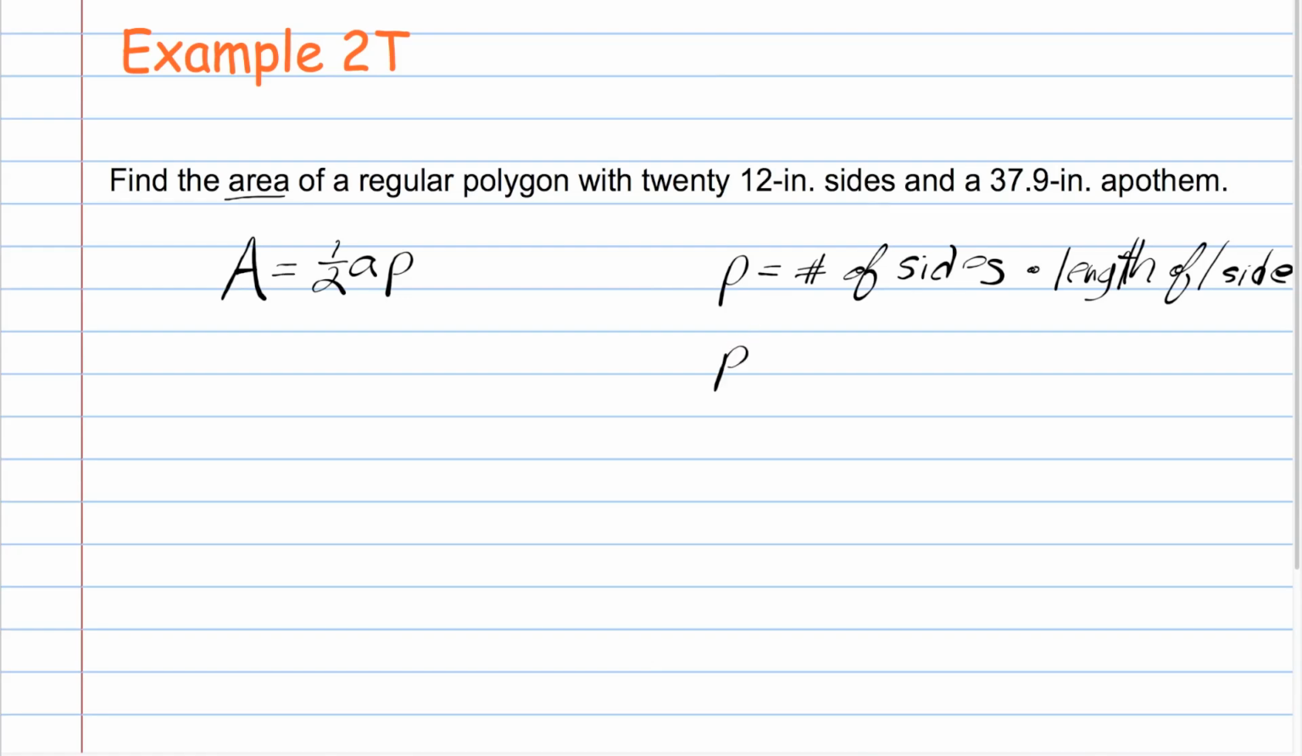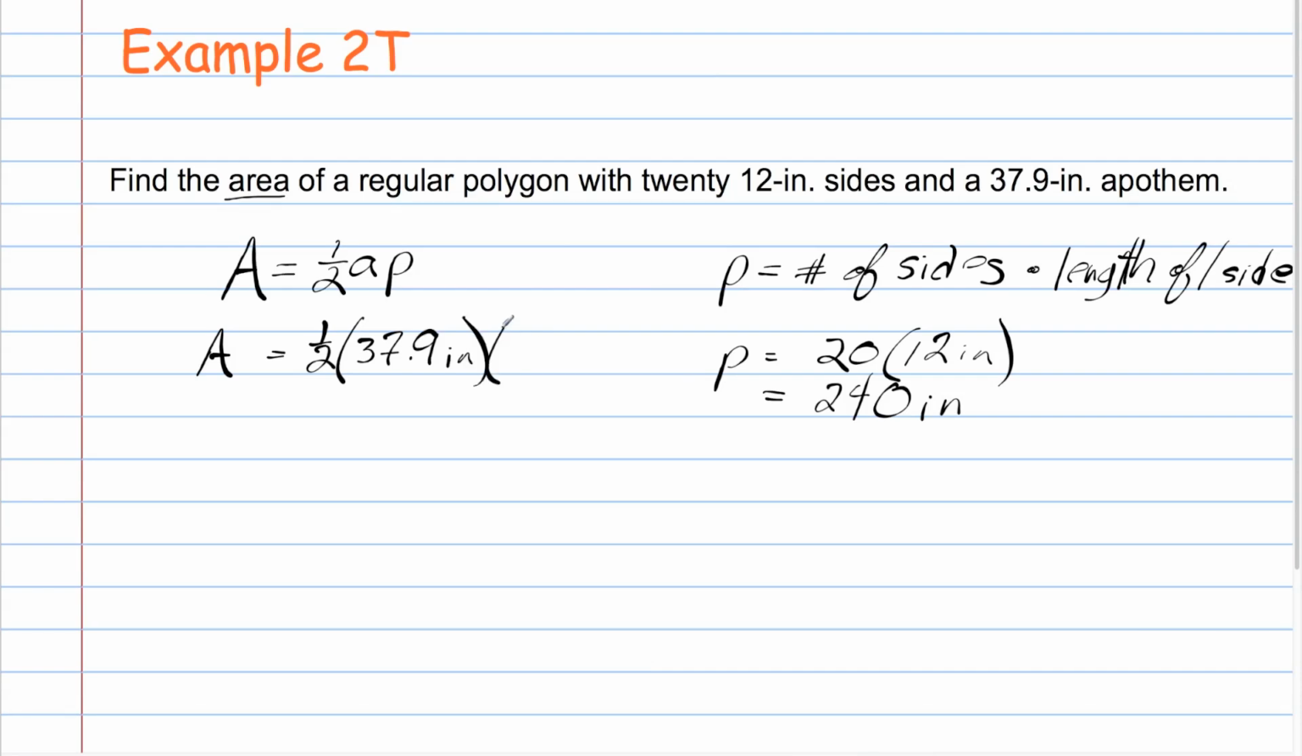So the perimeter in this case is going to be equal to 20 times 12 inches. We're given that information. It's written out: 20 12-inch sides. Well, that perimeter then is going to be 240 inches. 20 times 12 is 240. So we substitute into the area formula: 1/2 times the length of the apothem, which is 37.9 inches, times the perimeter, which is 240 inches.